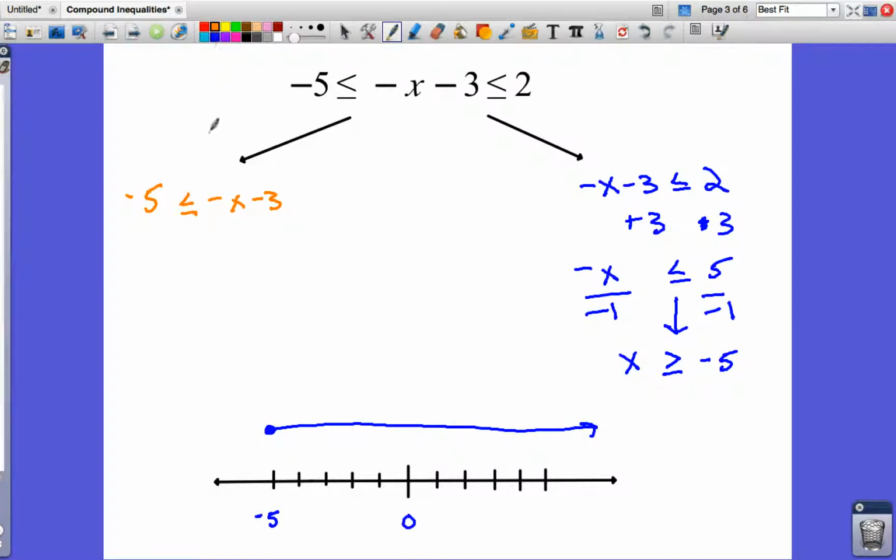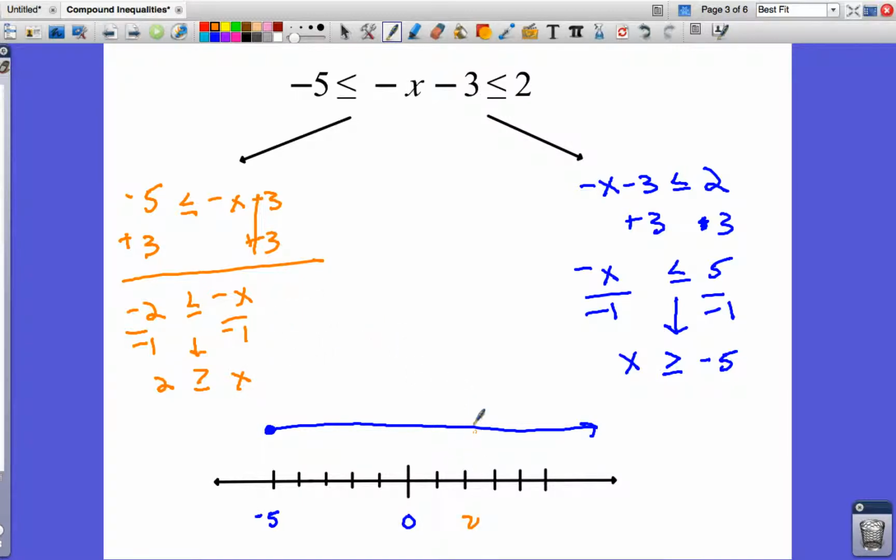Let's do our second inequality. Add 3 to both sides. I'm trying to get x by itself. Cancels, I get negative x less than or equal to, let's see here, negative 5 plus 3 is negative 2. And I need to do the same thing I did earlier, divide both sides by negative 1. I'll get positive 2, switch my sign, because I divided by negative. So positive 2 is greater than or equal to x.